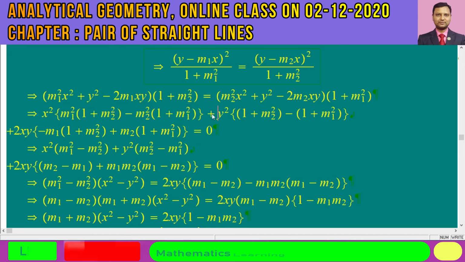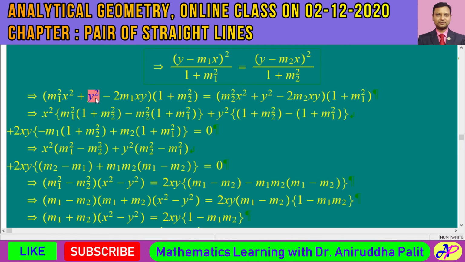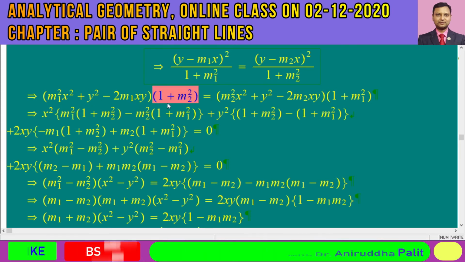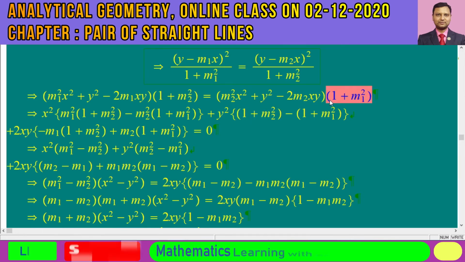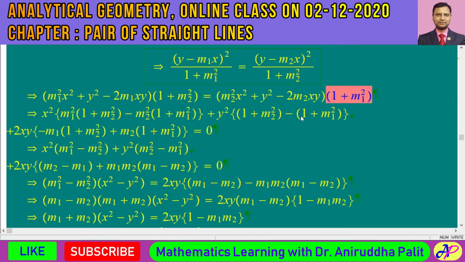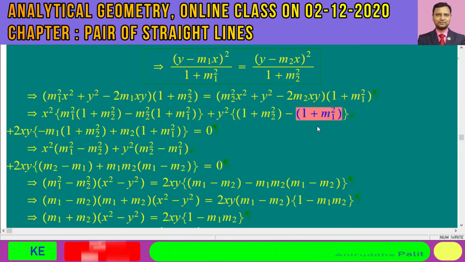Fine. Similarly, we can compute the coefficient of y square. How to compute y square? This is 1 plus m2 square. And from the right hand side, what would be the coefficient of y square? 1 plus m1 square.